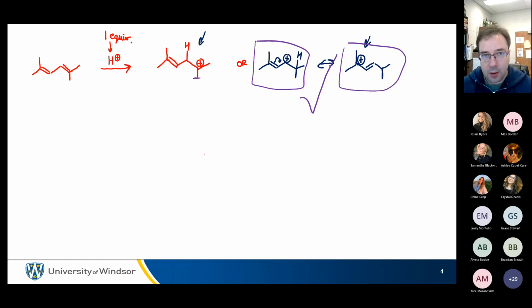But it's in resonance. And it can resonate to a tertiary, and that's pretty awesome. And then that kind of cancels it out, and then this is like gravy stabilization.